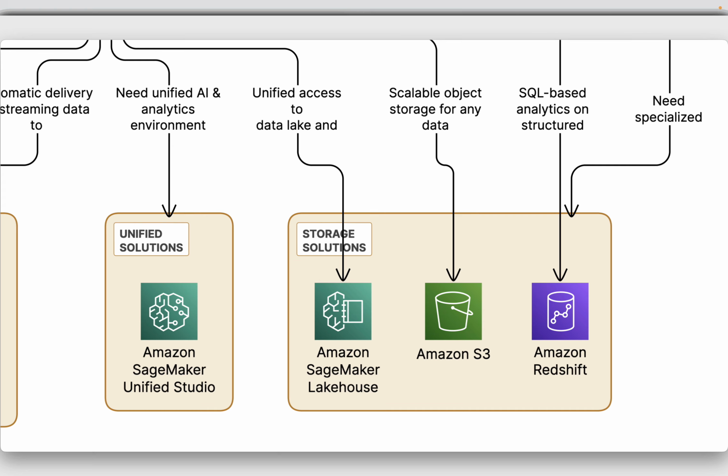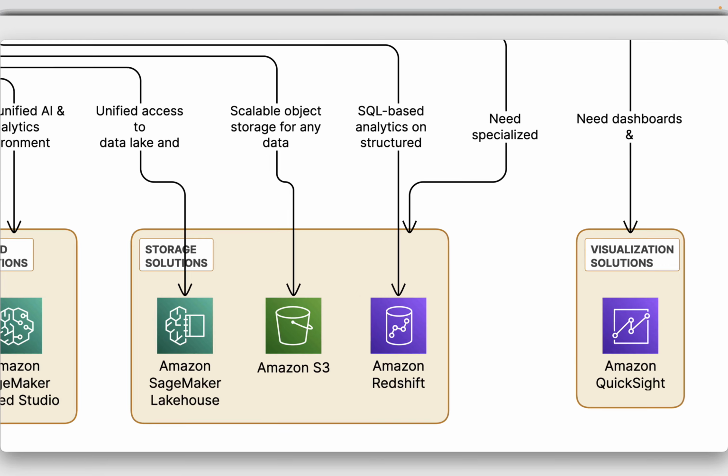Redshift integrates with SageMaker Lakehouse. This can integrate directly with SageMaker Lakehouse, and that allows you to use its powerful SQL analytic capabilities on your unified data across Amazon Redshift data warehouses and Amazon S3 data lakes. You can also use Amazon Q, which is another service, in Amazon Redshift, which simplifies SQL authoring through natural language. Okay, so moving on.